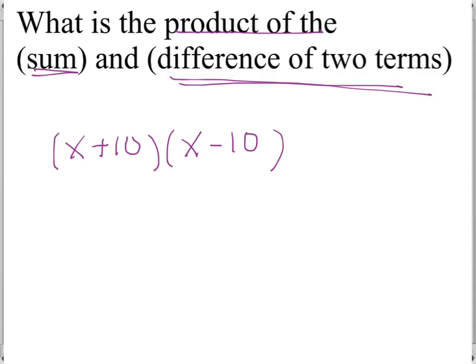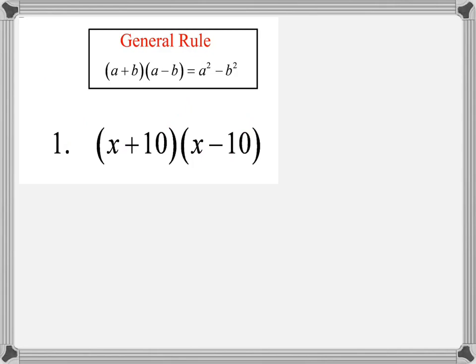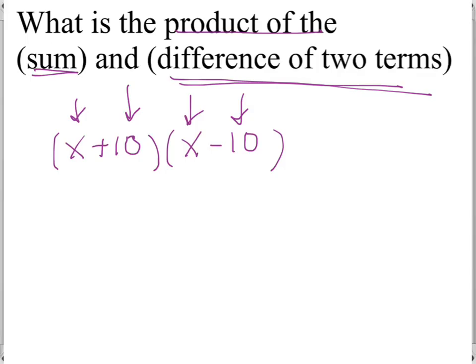Okay, so our real question is, how do we find the product of these two binomials? And there are particular types of binomials where one is the sum and one is the difference, but the terms remain the same. They both have x and 10 here. Okay, now we have seen this before, so if I just look at this real quick, we can sort of develop the general rule. We've seen this is a special type of binomial that we've discussed before.